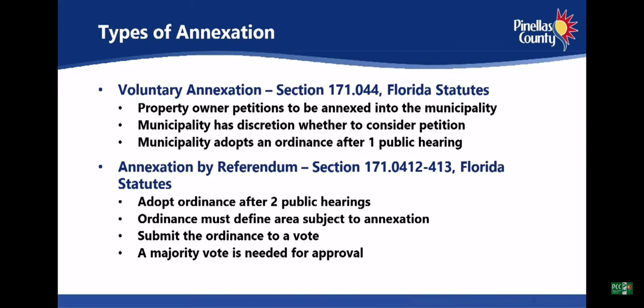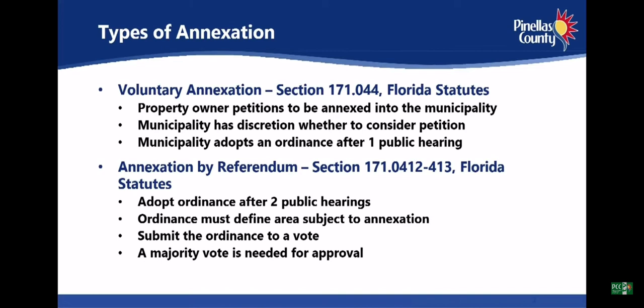The second annexation method is by referendum. Under this process, the municipality is the one requesting the annexation. Two public hearings are required under this process. If the municipality approves the annexation, at least one referendum must be held for the electors in the area that is proposed to be annexed. If the annexation does not receive a majority vote, it fails.